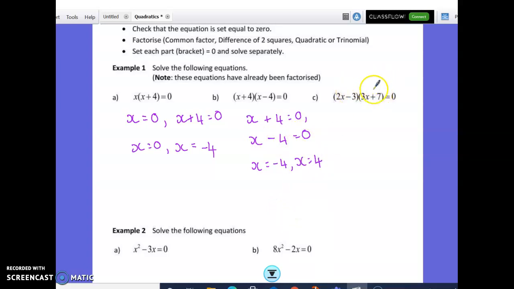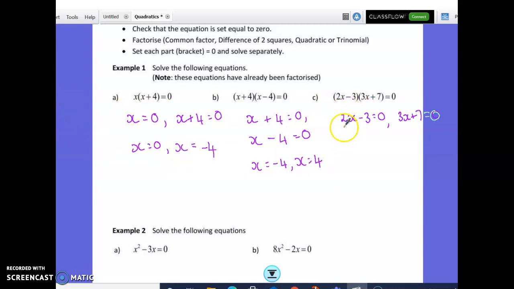Last one, same idea again, it's already been factorised. So it's written as something times something. So either 2x minus 3 equals 0 or 3x plus 7 equals 0. Lost my equals 0 there, that's a bit better.